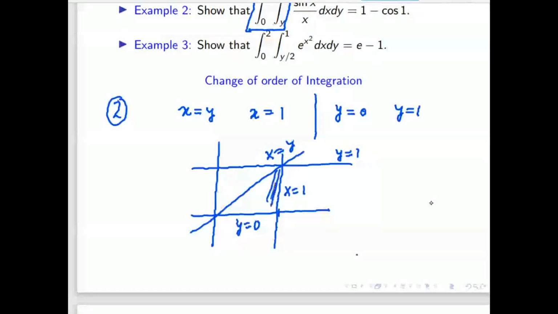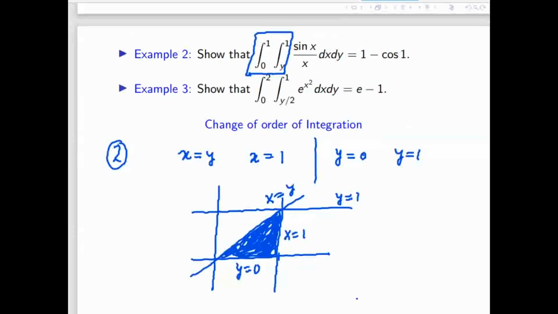So this whole thing is the region. In this region we are integrating. Later we'll see also how to do the integration only at this boundary. That will come later. So now if you want to change the order of integration, the first step is you have to draw this picture clearly. Once you are able to identify the region, then we will change the region, like we will change the order of integration.